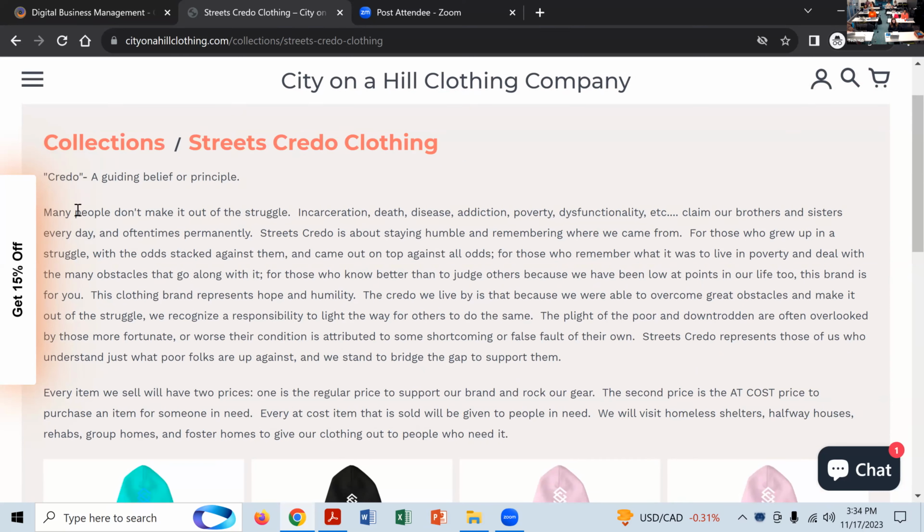Yeah, many people don't make it out of the struggle. Incarceration, death, disease, addiction, poverty, dysfunctionality.